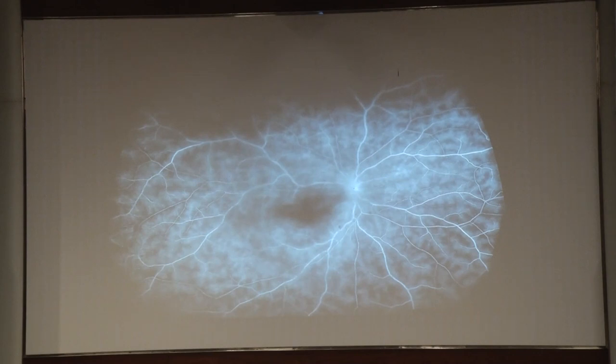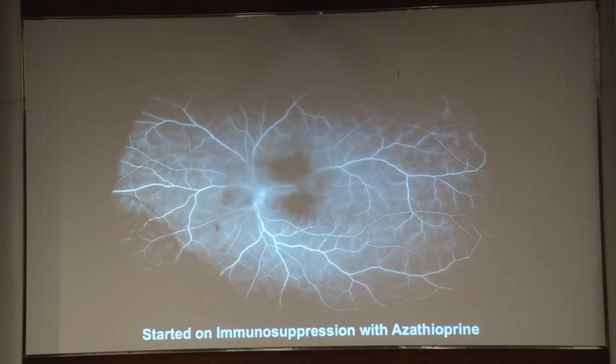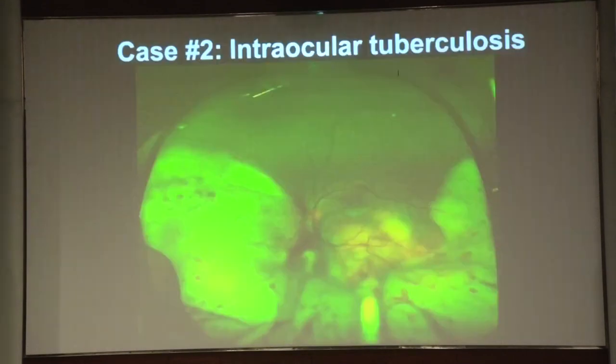Children as young as 7-year-olds or even 6-year-olds can cooperate for a fluorescein, and it becomes very important in the management, because at this point you can take the decision of starting the patient on immunosuppression, and this patient was started on azathioprine. Now similarly, we have seen some wonderful cases of TB and sarcoid from my previous speakers.